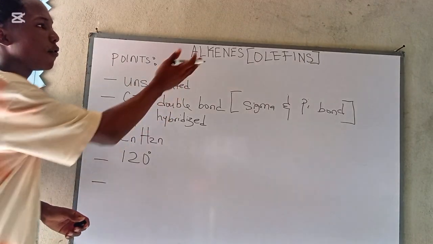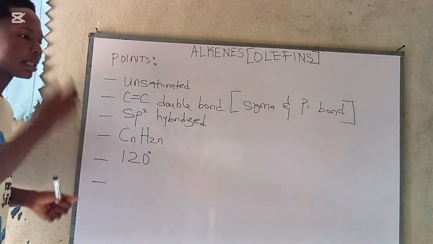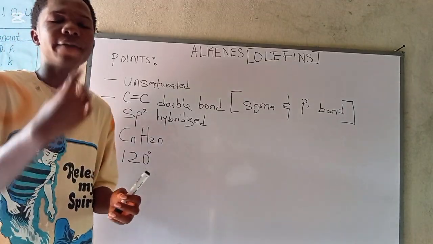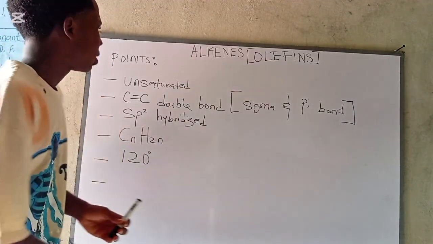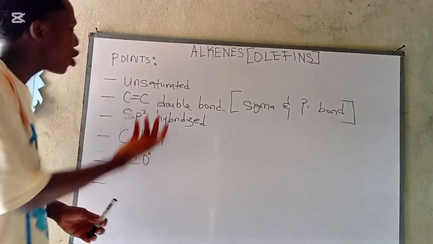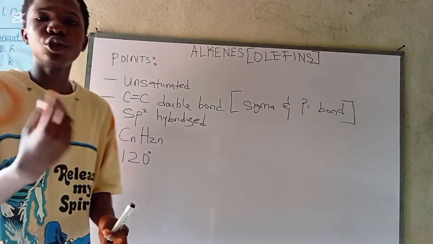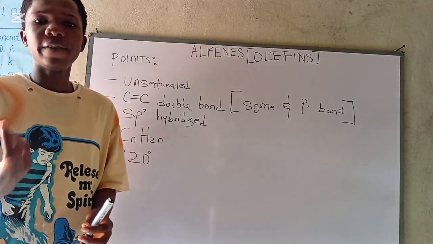The next thing we have to note, and finally the most important, is the first member of the alkenes. Now we know that alkanes have their first member to be methane, but these guys are different a little bit because of this double bond. It affected the structure of the first member.